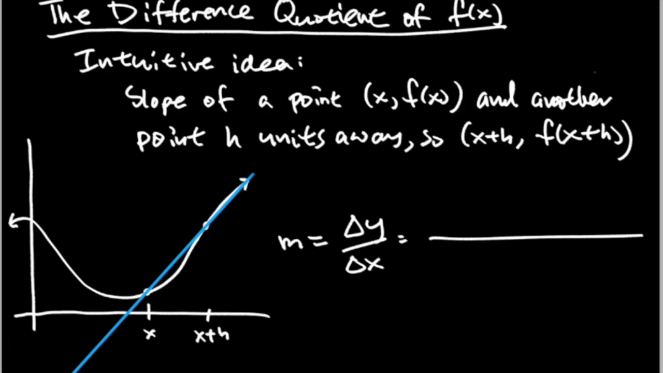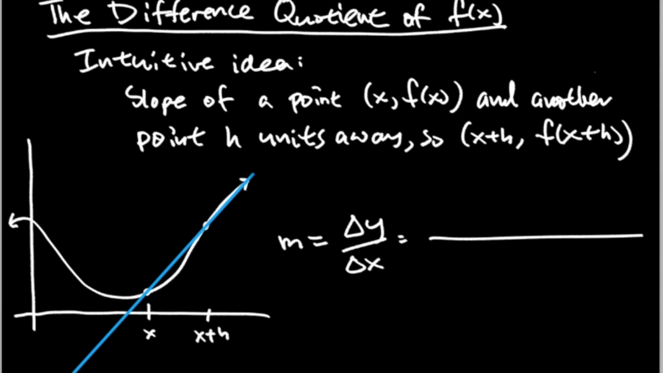Difference quotient of f of x. The intuitive idea of what this is: you think of a point x, f of x, so that's the x and y coordinate, right? And we think of another point that is h units away from it. So you can see that I have that kind of there. And then you take the slope between those 2 points, x and x plus h.